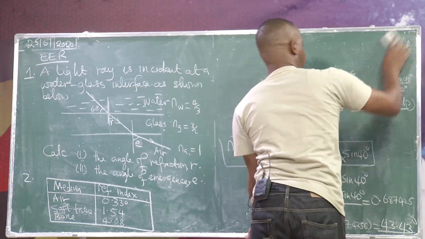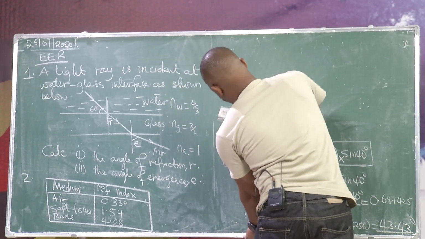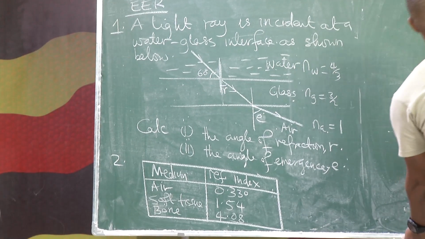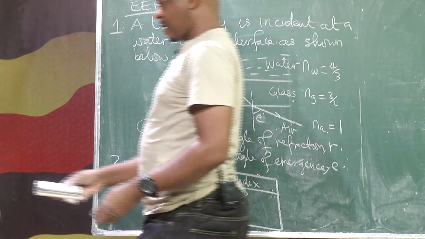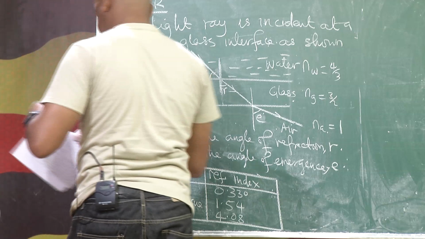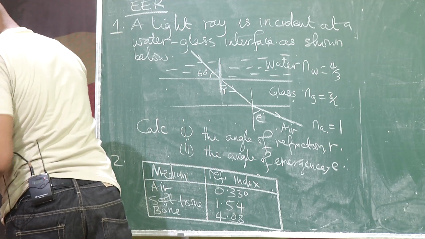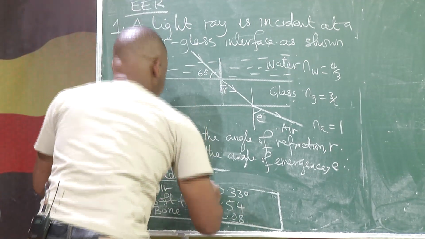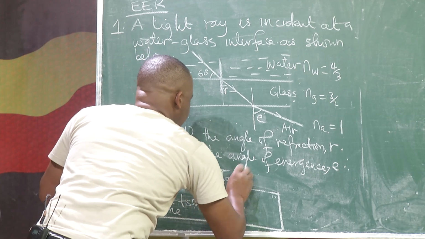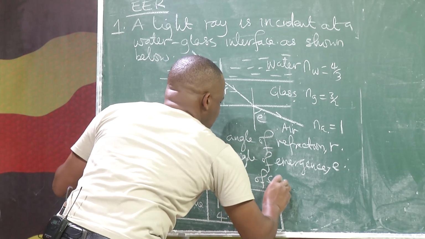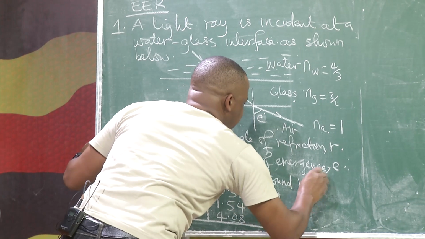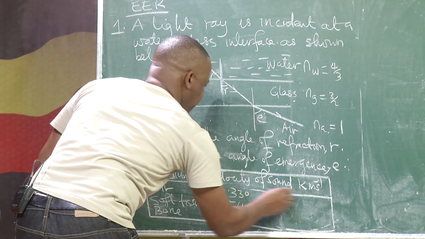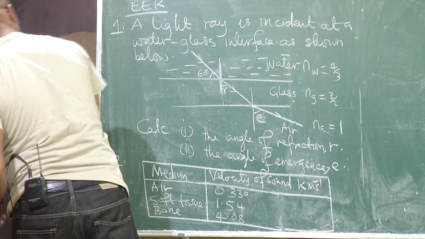is over there. You are given various refractive indices. And they want you to use, this should be velocity of sound. That velocity of sound is in kilometers per second.